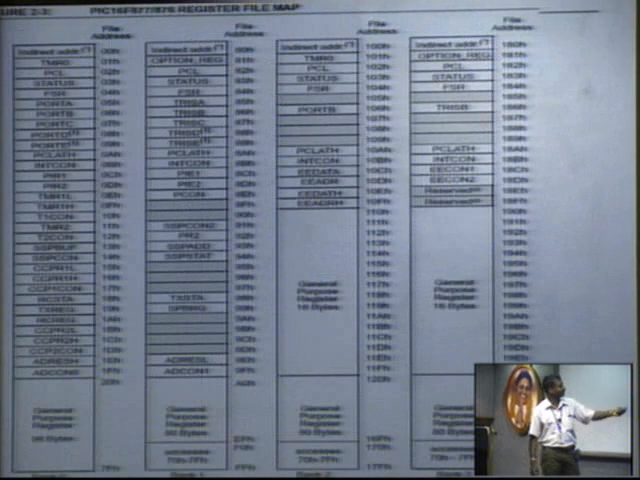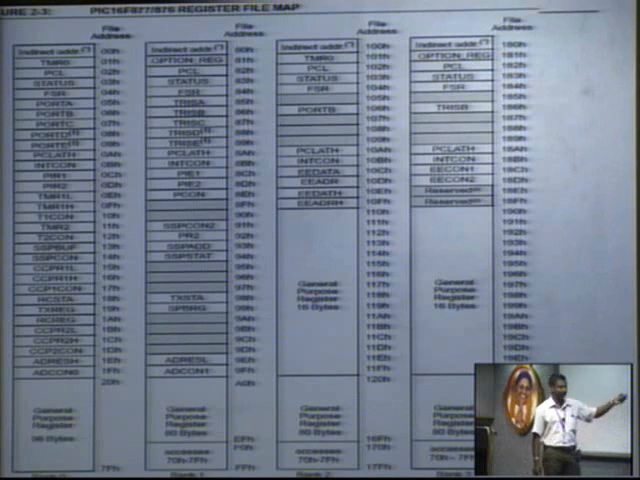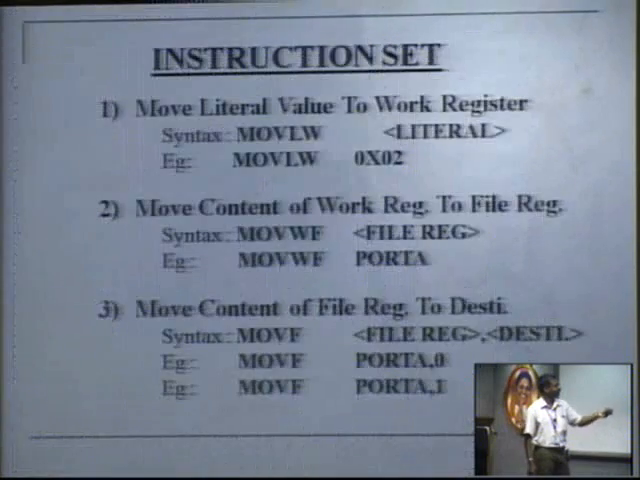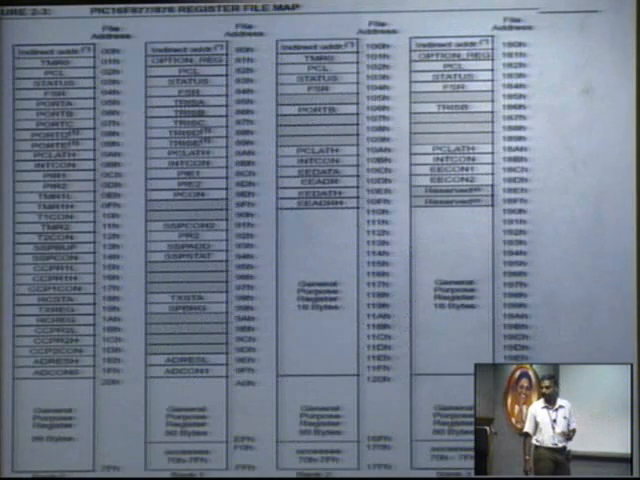This is your complete register file map of your RAM allocation, not RAM, SFR and GPR. These are known as SFR, special function registers, or the named registers. And this location is the general purpose register area. Each of these registers is used for controlling certain peripherals. That is, each register has corresponding functions.